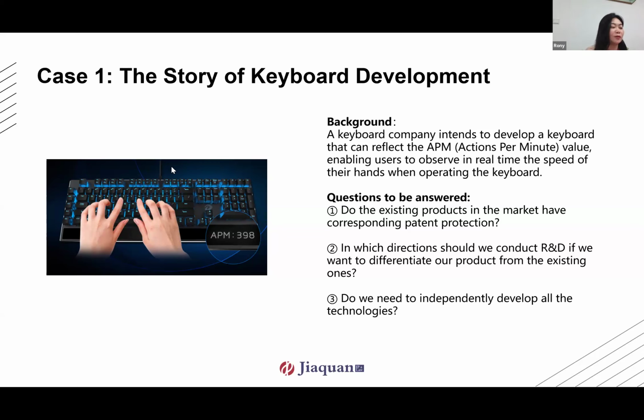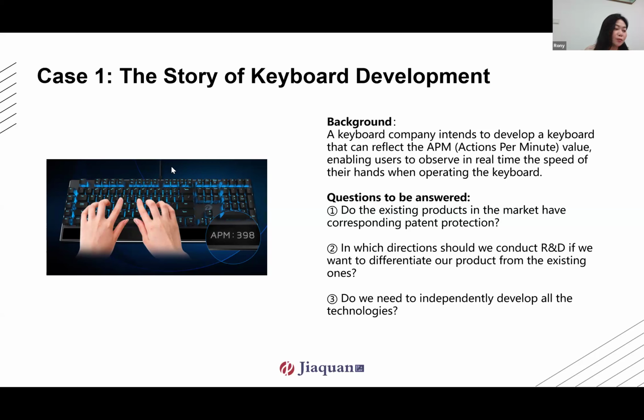This product is supposed to be able to display the user's hand operation speed in real time on the keyboard. Basically, they intend to develop a keyboard that can show the APM value, which is the action per minute value, on the keyboard. My client and I basically knew that there were already some similar products on the market, but just in small quantities.